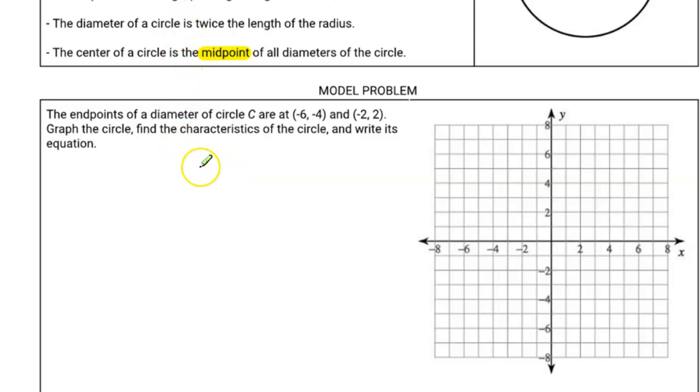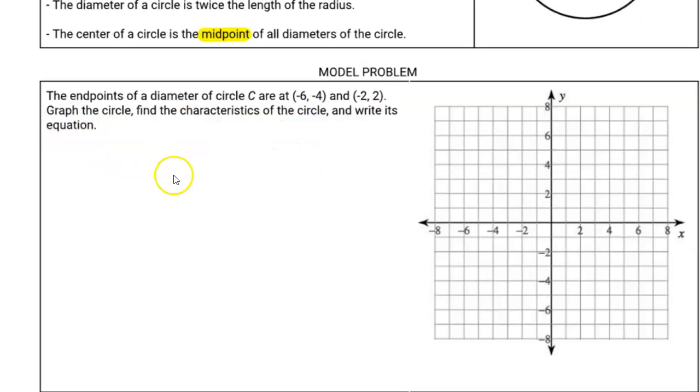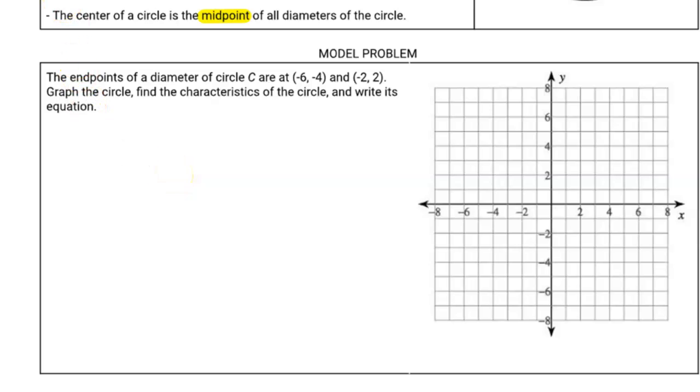It tells us that the endpoints of the diameter of a circle C are at (-6, -4) and (-2, 2). It asks us to first graph the circle, then find its characteristics, and then write the equation. Let's try to graph it first. Okay, so I have my 2 endpoints of the diameter graphed. This is (-6, -4) and (-2, 2). I haven't labeled either of them as C because remember, circle C means the center of the circle is at point C. Okay, and now I've drawn in that diameter, right? This is the diameter of the circle. That's what it says here.